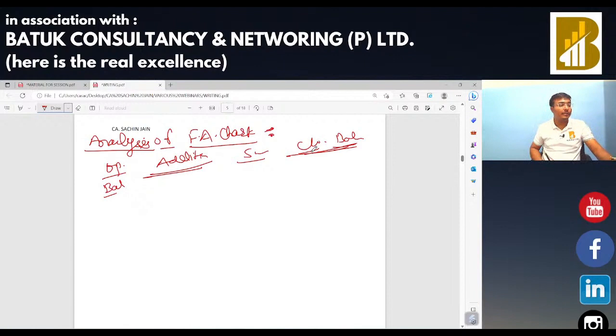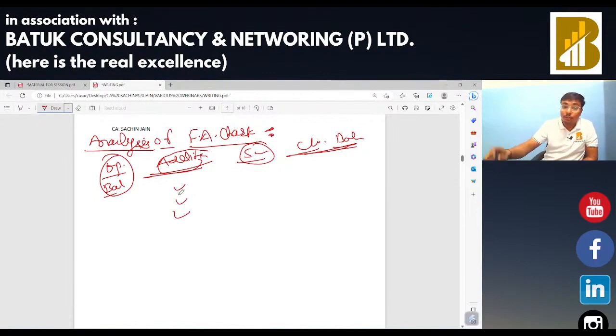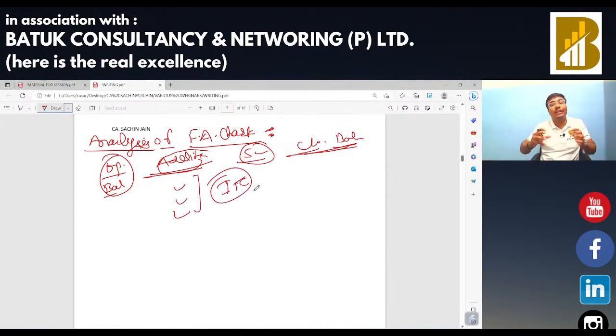In that particular case, what you need to do: opening balance is there, addition is there, sales is there, and closing balance is there. If there is any type of addition, in that case you need to check. Suppose the assessee has bought certain air conditioners, as summer is coming, he bought an AC. In that case you need to check that the input tax credit ITC that he has claimed, he has not taken the depreciation on that ITC part.